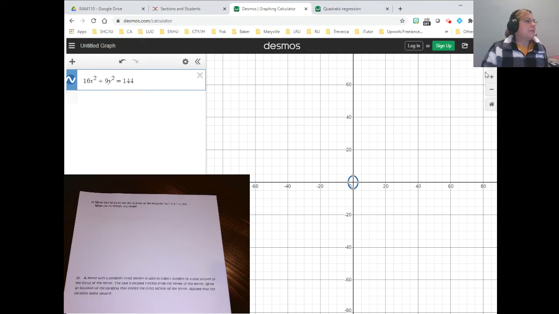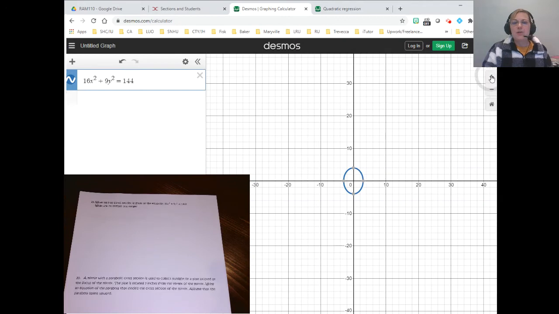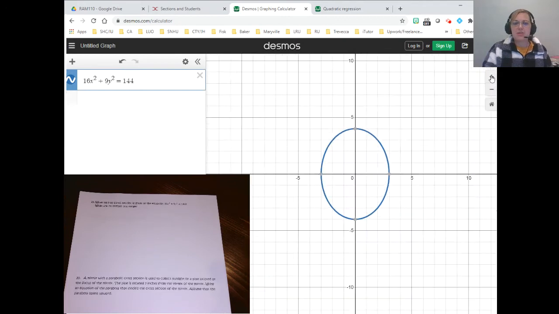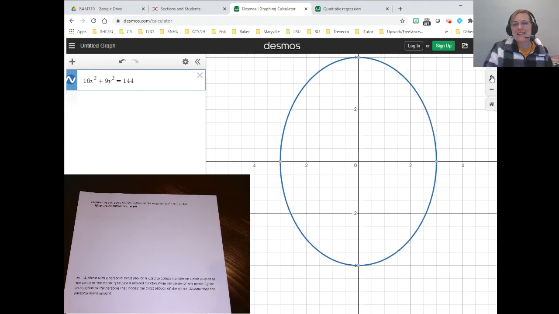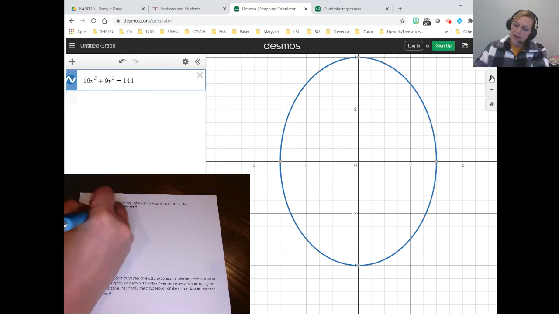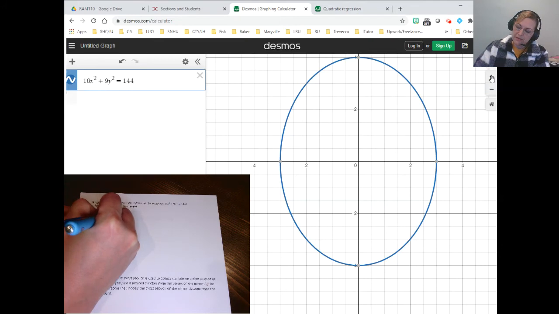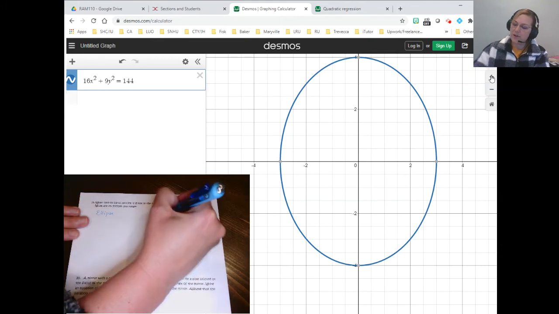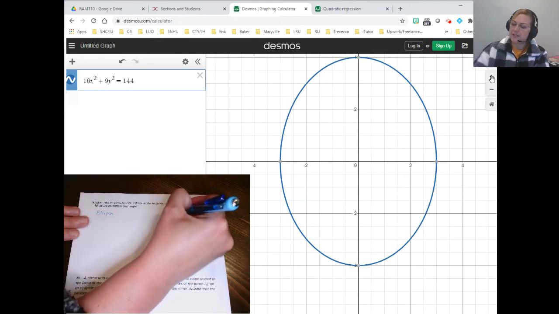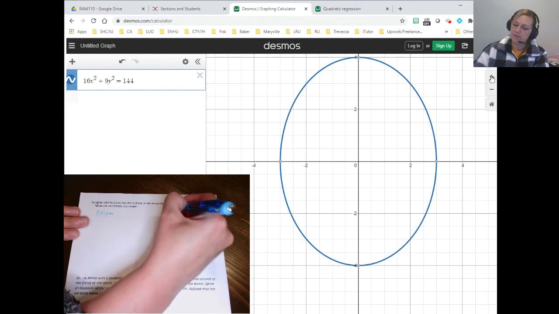Okay. Now I'm going to zoom out a little bit. Zoom in a little bit. Notice I'm just hitting that plus button there. So it zooms in. I can easily see this is going to be an ellipse. So I know this is an ellipse. I'm hoping you're making a note on here that we graphed it on the Desmos calculator. I probably should do that for my notes too.